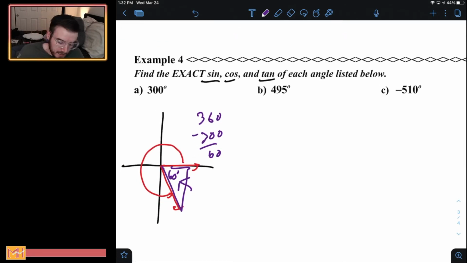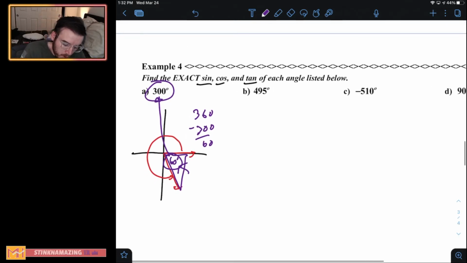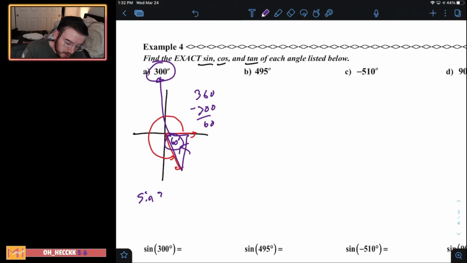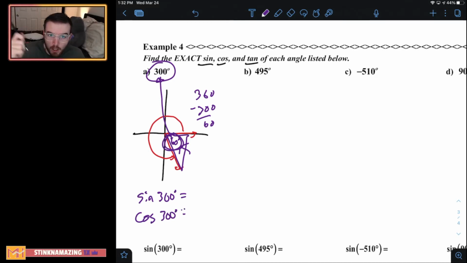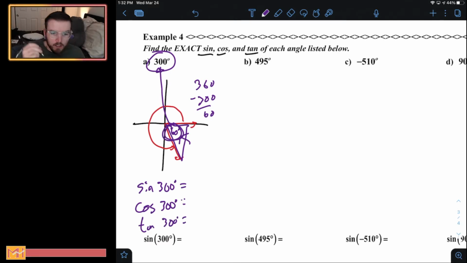Well, guess what? Anything that's true about 300 is true about 60. These guys are related. They're sort of like twins, okay? So if I want to know sine of 300, all I have to do is look at sine of 60, which is in that table. If I want to know cosine of 300, all I have to do is go find cosine of 60. If I want to know tangent of 300, all I have to do is go find tangent of 60.